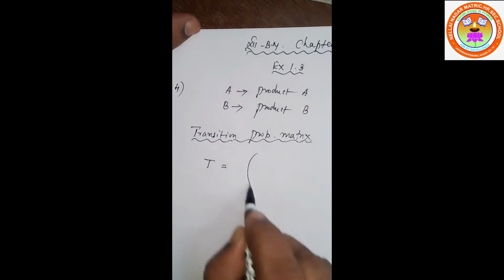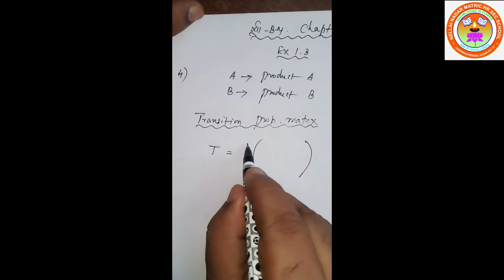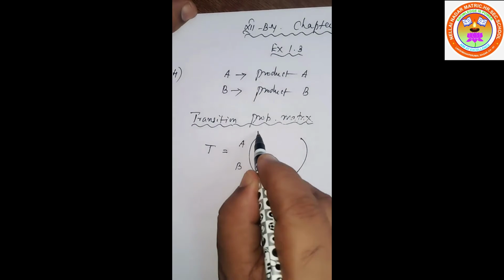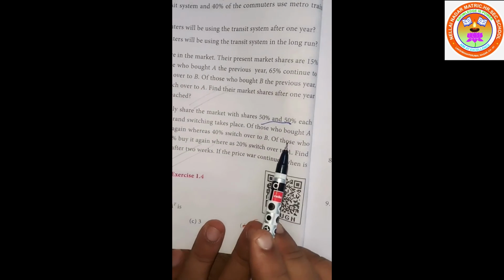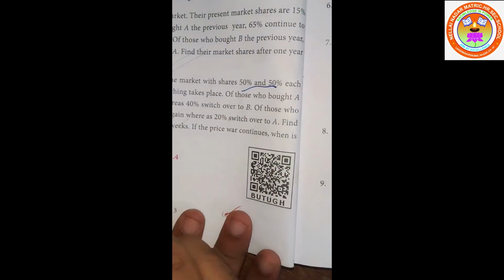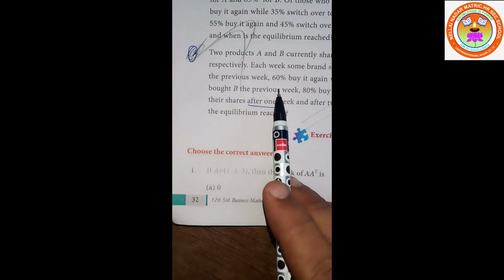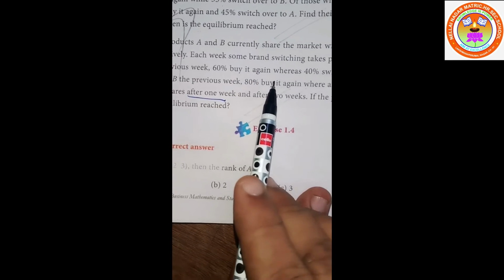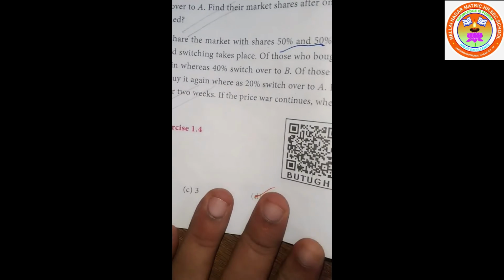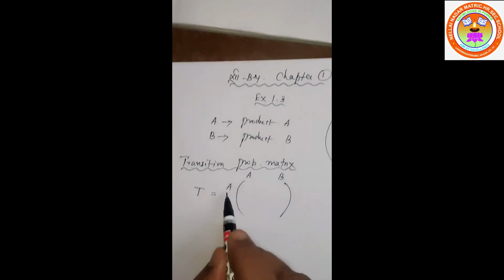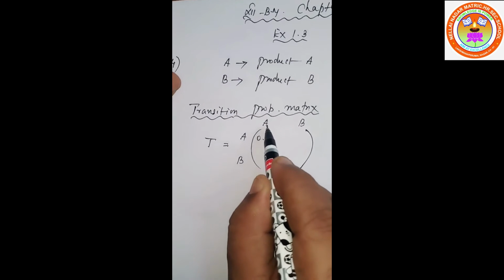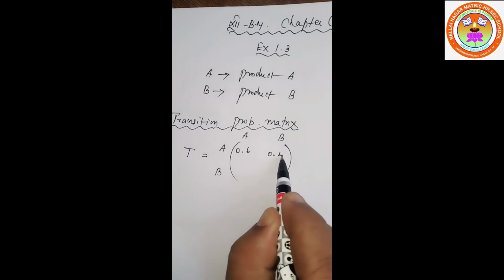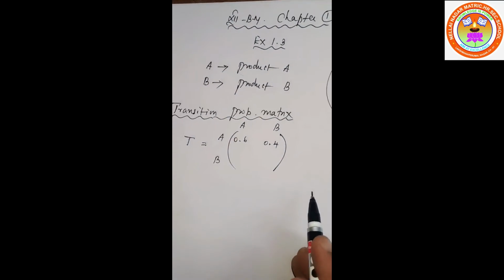Let it be T. Two products, A and B. Now, first condition: of those who bought the product A the previous week, 60% buy it again, whereas 40% switch over to B. Those who have bought the product A, 60% buy it again and 40% switch over to B.